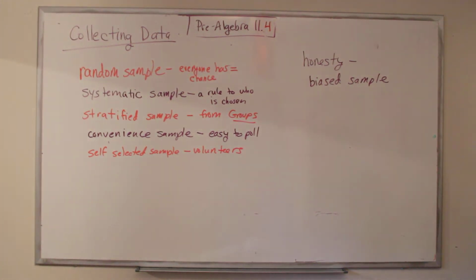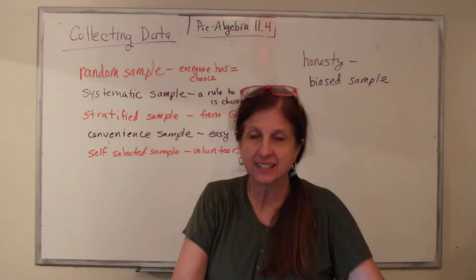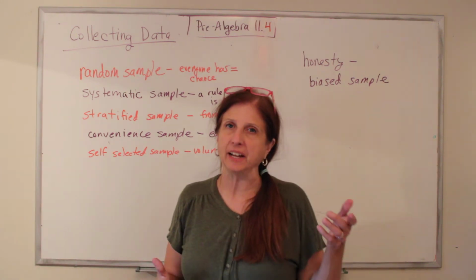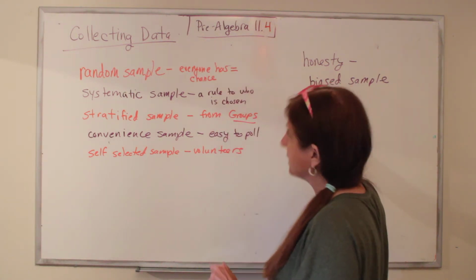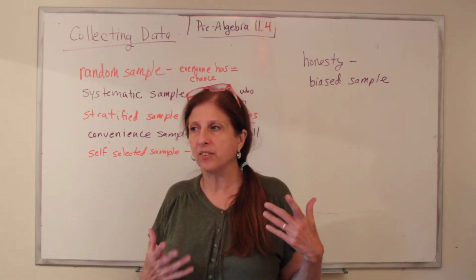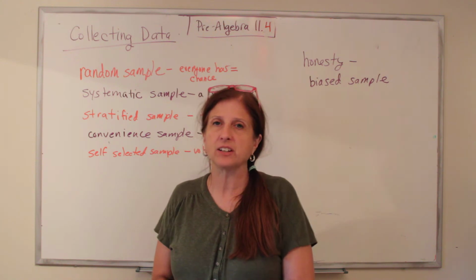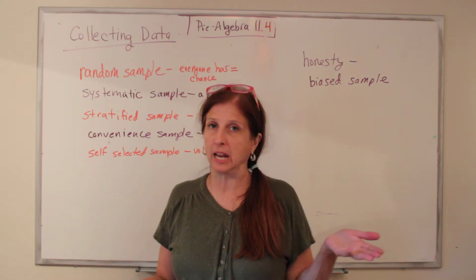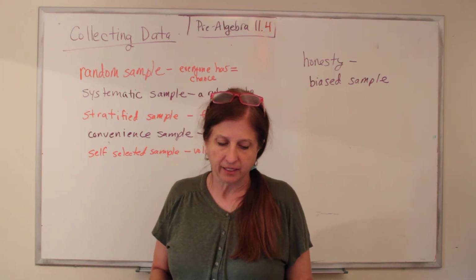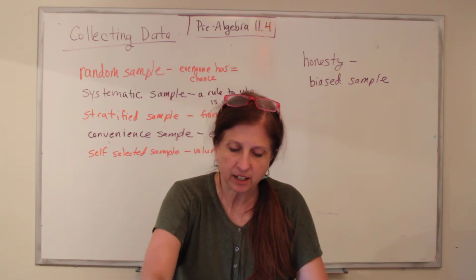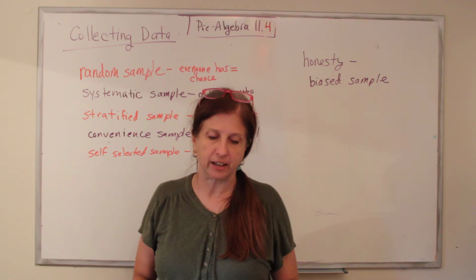Welcome back to Pre-Algebra Chapter 11, Section 4 in this book. And we've been talking about data. And lately we've been talking about honesty in data and how often people will use statistics and data, however you say it, to manipulate people. And we talked about how that is just not being honest. That we need to be honest in our use of science and math, okay?